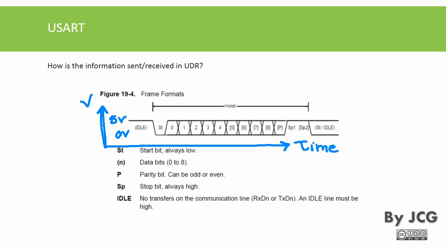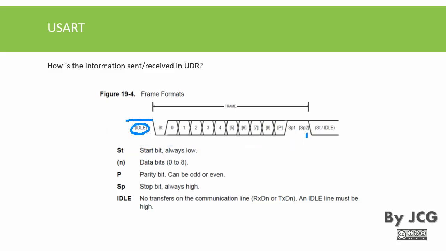So this is what the frame is. When you have high voltage, it means that the transmitter is idle. After you're idle and you have low voltage, then it means that you're going to start transmission. This is what this means: you're going to start transmitting or receiving information.